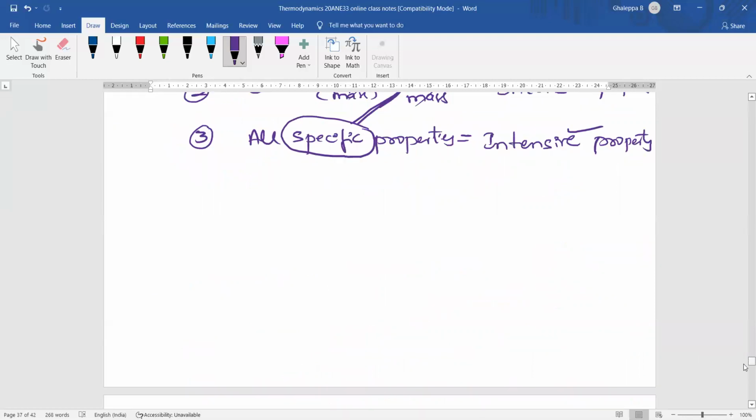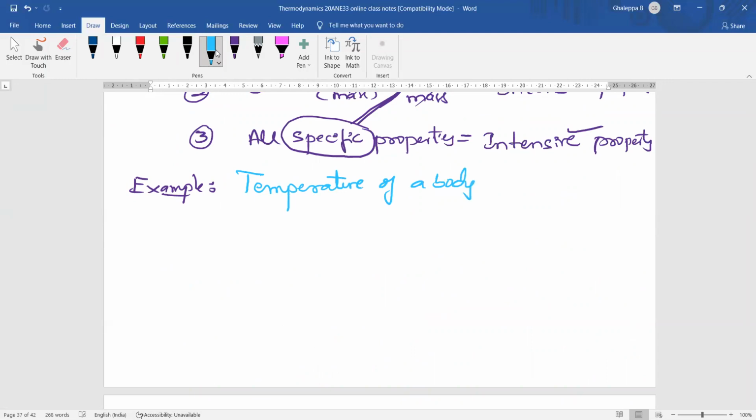The first example I will take is temperature. Now dear students, you tell me, temperature of a body, whether this depends on the mass of the body or is independent of the mass of the body. Whether temperature depends on mass? Depends on mass, sir. How does it depend on mass?